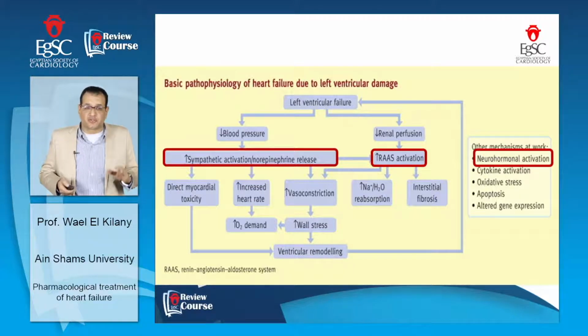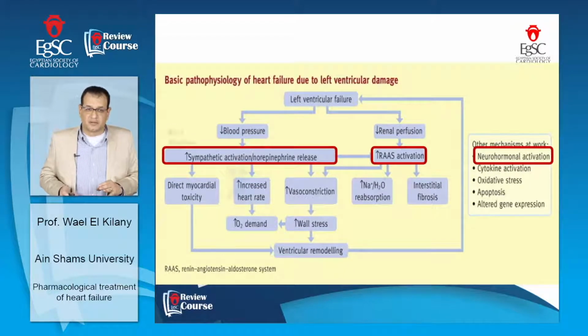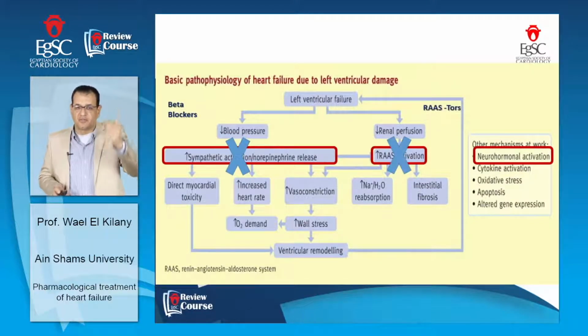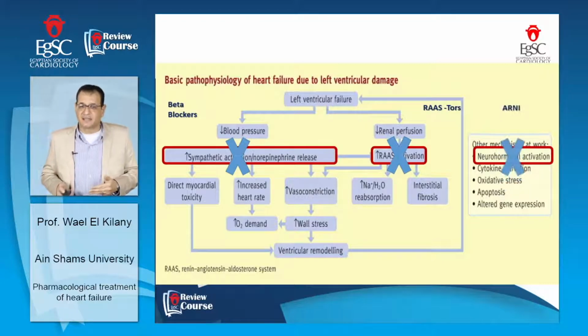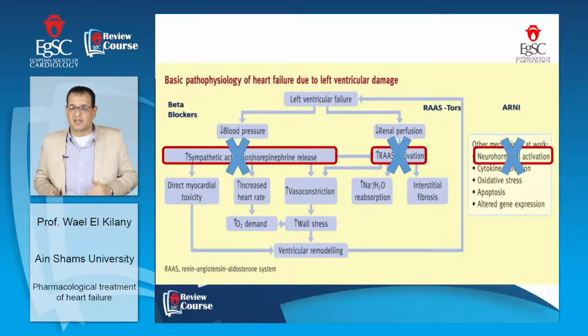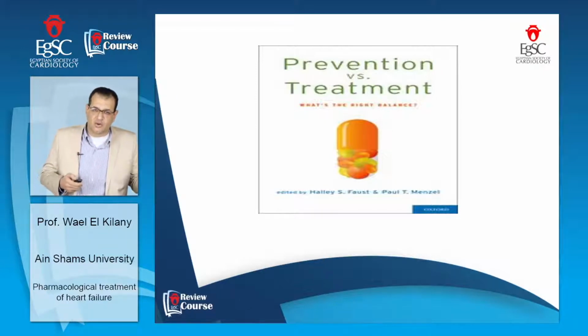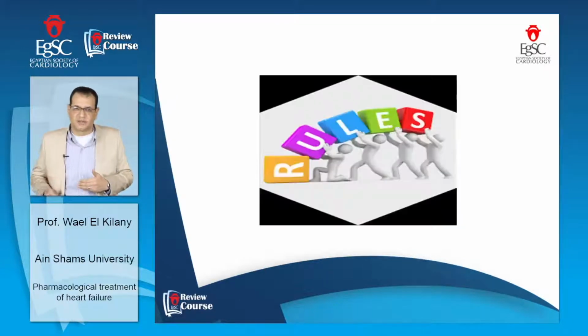So what we do by treatment, we try to block the sympathetic system by the beta blocker, to block the RAS activation by the RAS inhibitors, and of course the aldosterone antagonist, and the neurohormonal activation by the ARNI. What about prevention versus treatment? Do we start early or wait for the patient to be symptomatic?